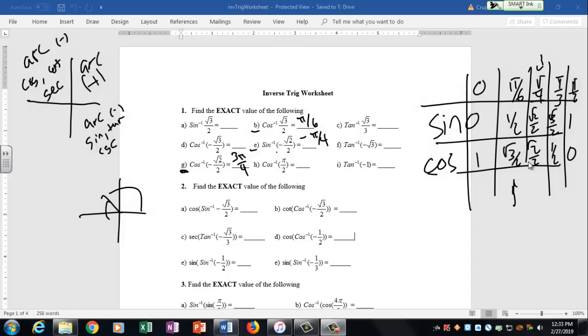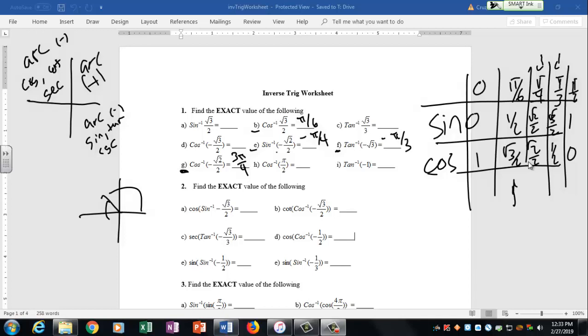Tangent is sine over cosine. So like if you're looking at F, when is sine over cosine square root of 3? Well, that would be at pi over 3 as the reference angle. Square root of 3 over 2 over 1/2 is square root of 3. If it's negative, that puts me in quadrant 4. That makes it negative pi over 3.